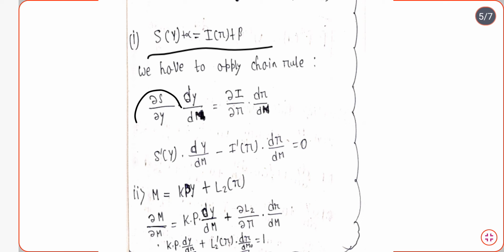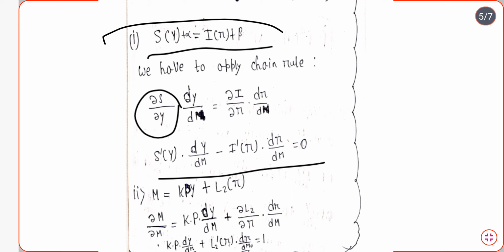This del S, del Y is written as S dash Y, and this del I, del R is written as I dash R. We are taking all those terms on the left hand side, and we have obtained this equation. This is obtained from the first equation, that is the product market equilibrium condition, by doing the differentiation with respect to M, or the total money supply.